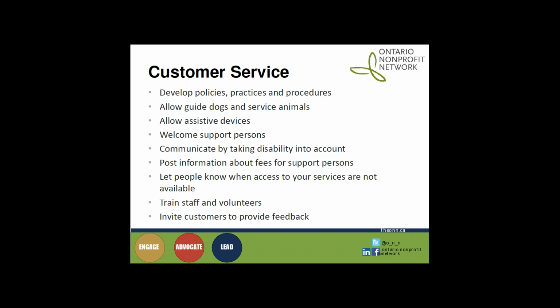So it could be putting something on your website, if you have a website, to say, we welcome your feedback on how accessible we are and ways that we could improve. Please feel free to send us an email at this address, or you can call us at this phone number. You can come in and give us feedback. Just list all the different ways that people can give you feedback.